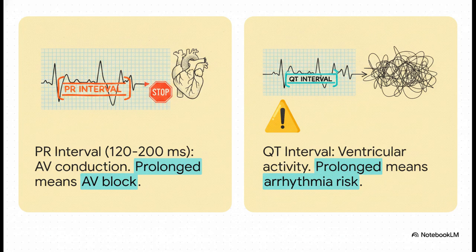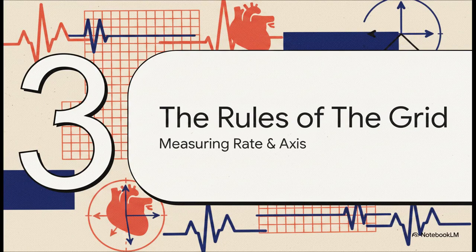Then there's the QT interval. It covers the entire ventricular story, from the moment they fire to the moment they reset. A long QT interval is really dangerous because it puts the patient at risk for life-threatening arrhythmias like torsades de pointes.